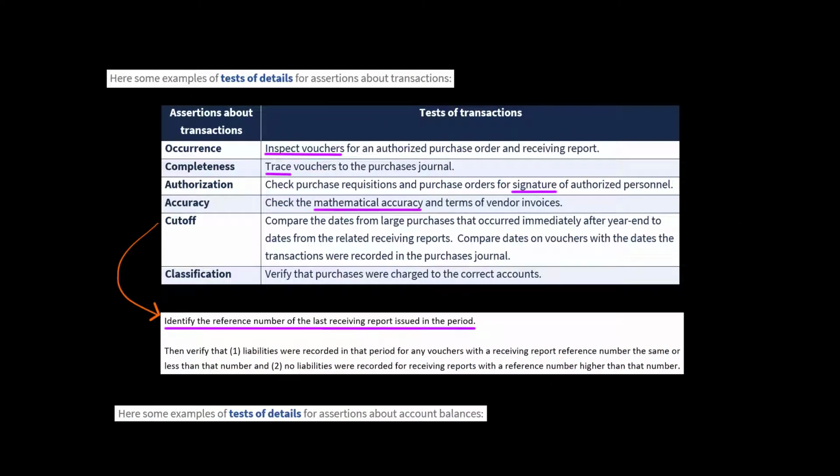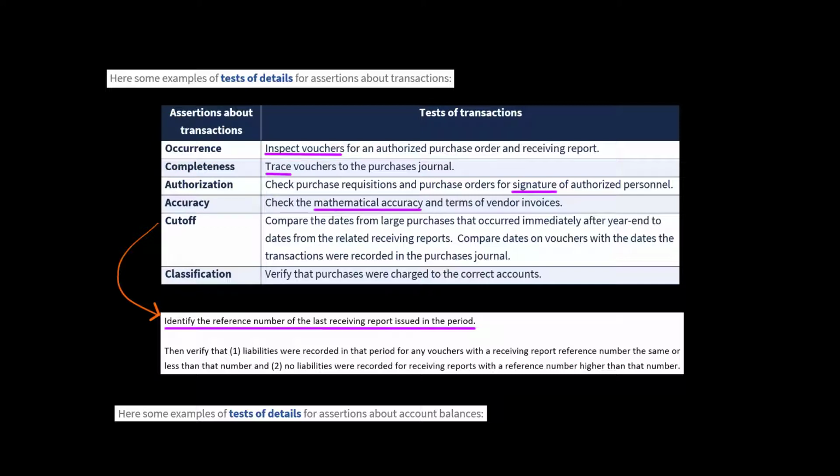Now that we discussed analytical procedures, we'll move on and talk about tests of details, specifically related to tests of transactions, purchase transactions, cash disbursement transactions, and so forth. So I've got a list of assertions here that management's making about transactions, and then I've got some tests that the auditors could do. For example, if you're testing occurrence, right?